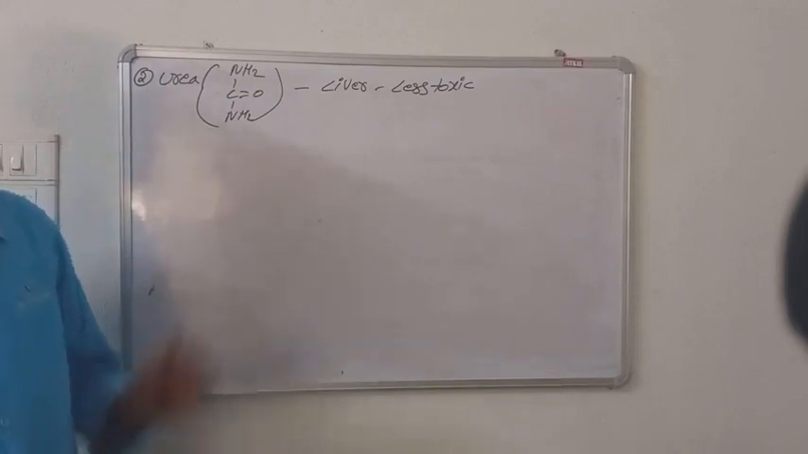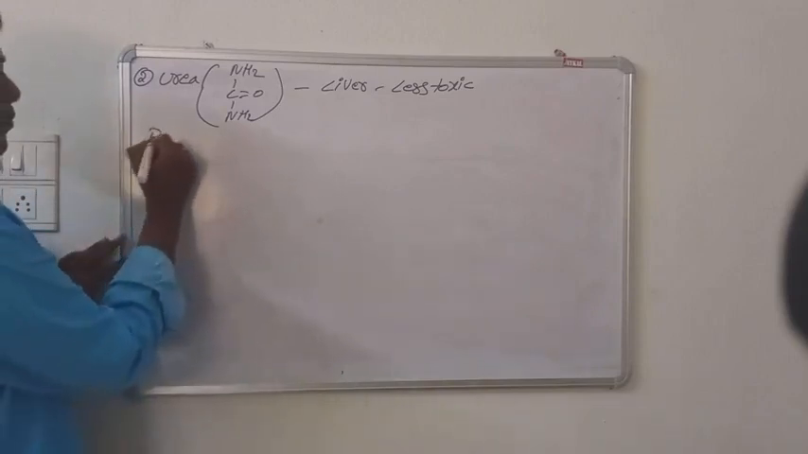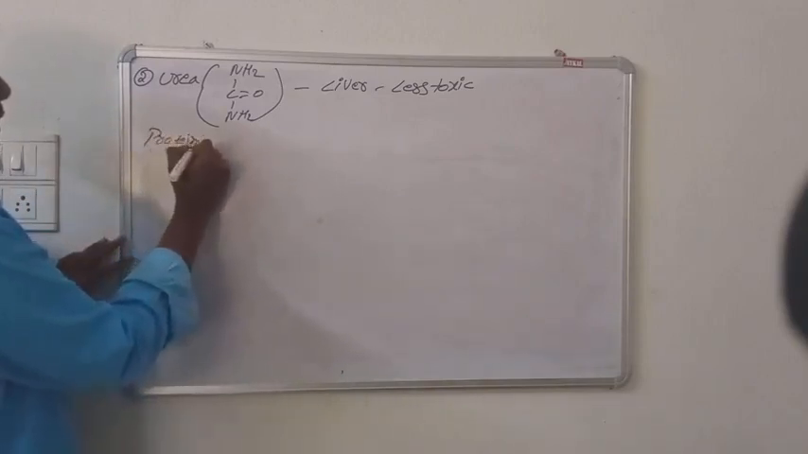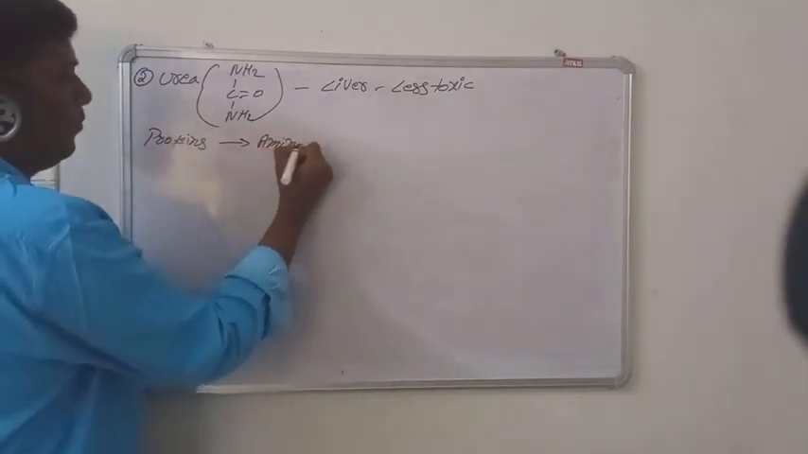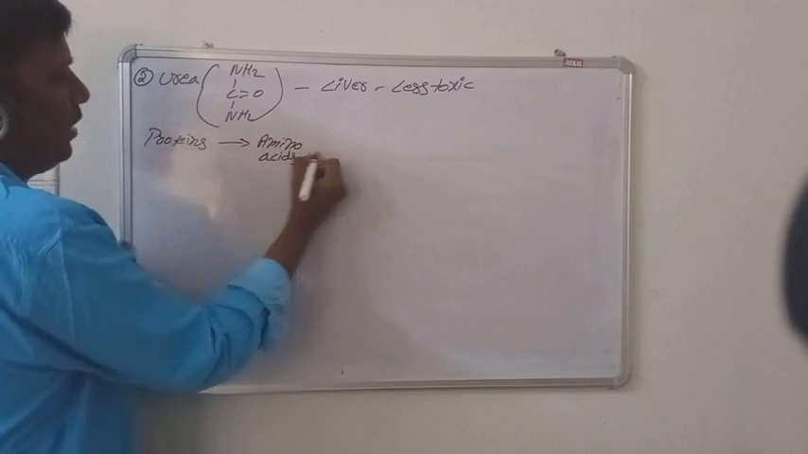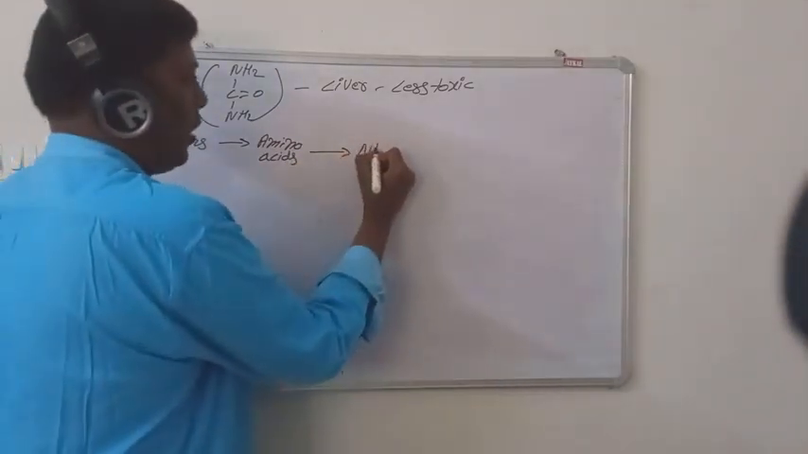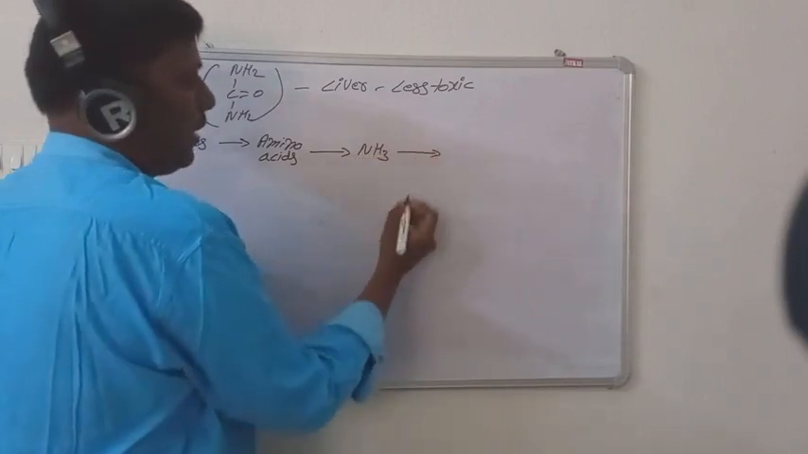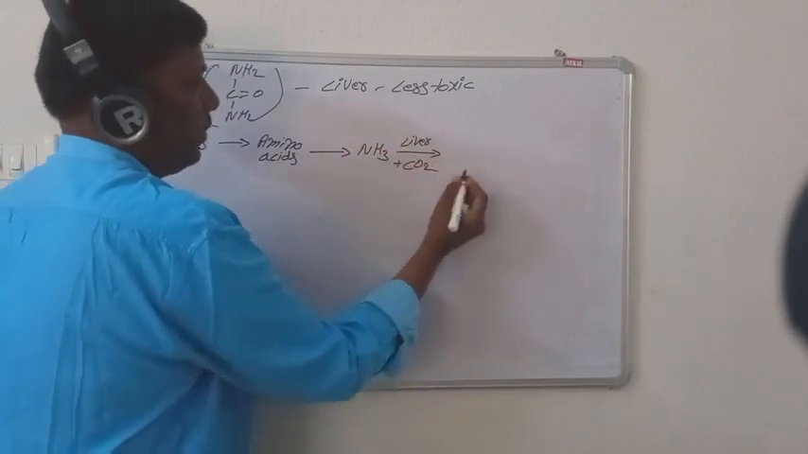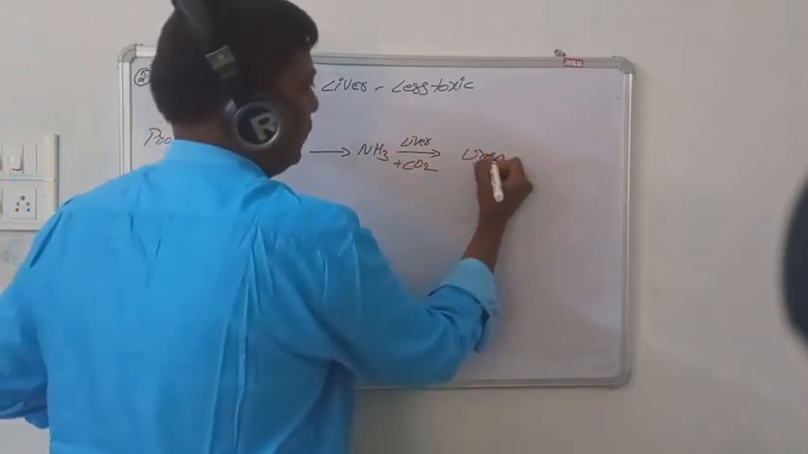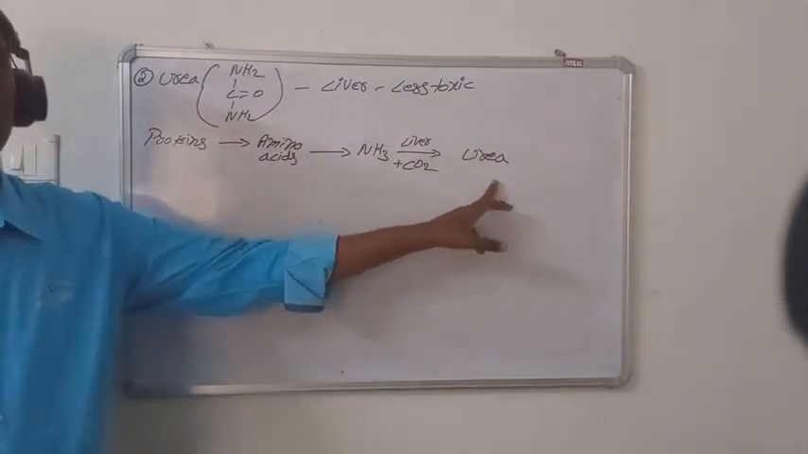Now let us discuss how the urea is produced in our body. Already discussed: the proteins initially break down and produce amino acids. Afterwards, the amino acids by the deamination process produce ammonia. Afterwards, in the liver, by combining with carbon dioxide, they produce the urea. So in the liver, the ammonia combines with carbon dioxide and produces the urea.